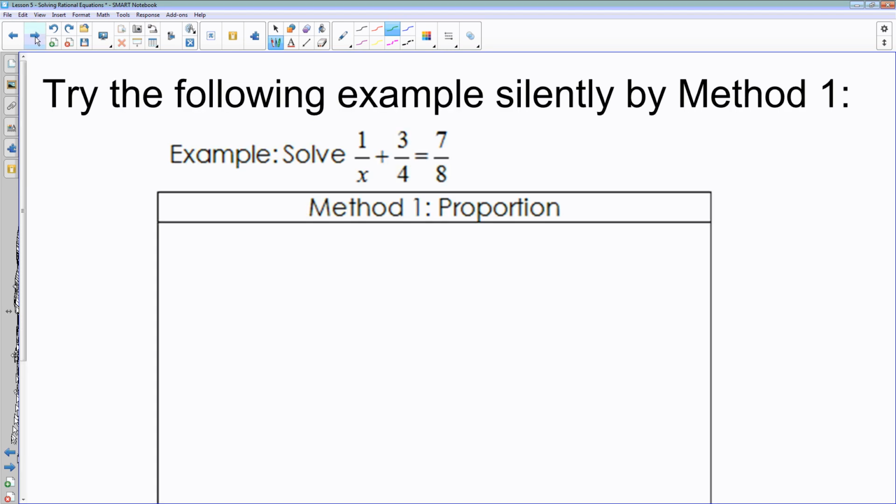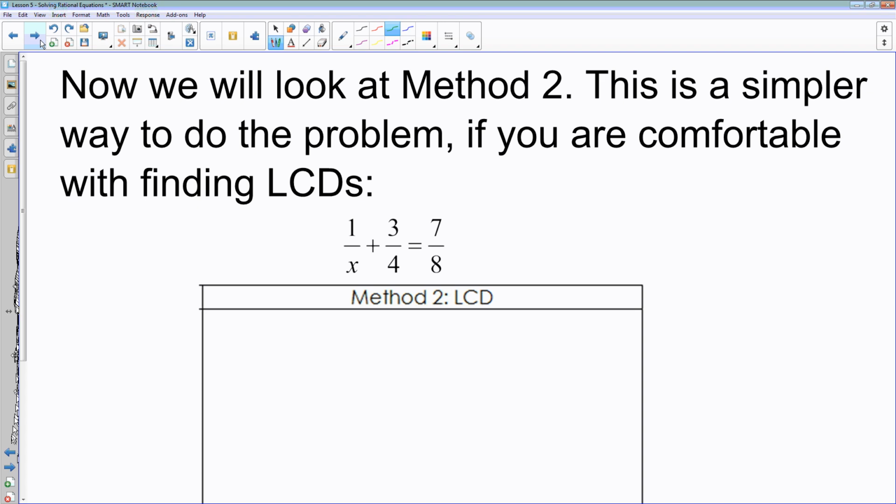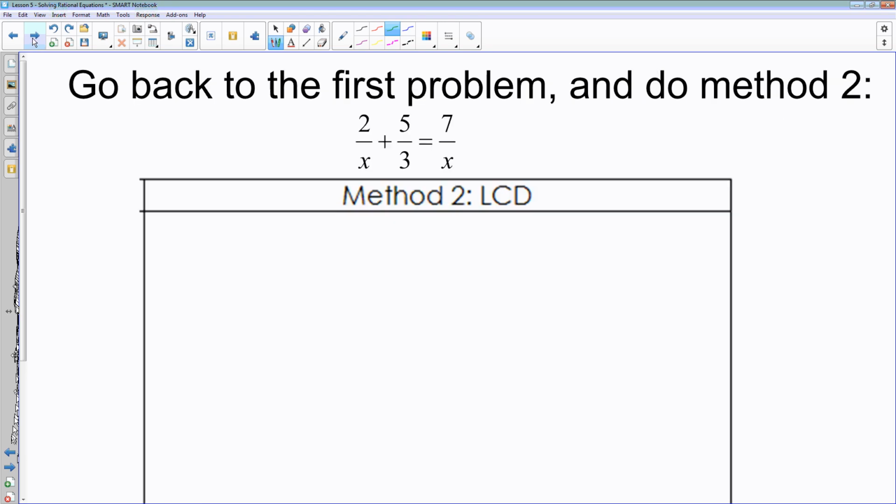Now, I'm going to show you the same problem. Oh, sorry. That's okay. I'm going to show you the same problem, and we're going to use method 2, which is our LCD method. Okay, and then I'll go back and show you those other problems. So here's the same problem, but we're going to do it in a different way. So the LCD method, to do it, you find the LCD of all 3 of your fractions. Okay, so we want to make these guys the same thing.